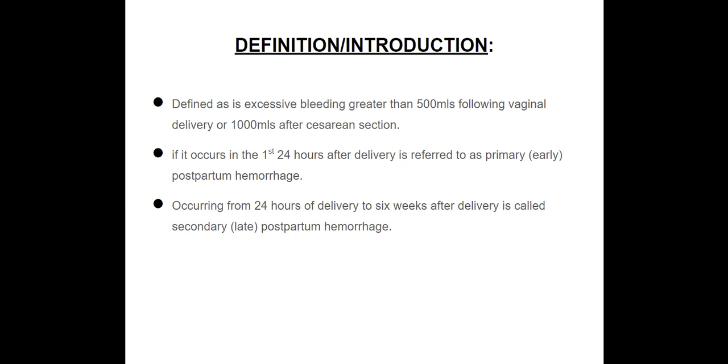By definition, postpartum hemorrhage is defined as excessive bleeding following delivery greater than 500 mils if it's a vaginal delivery and greater than 1,000 mils or a liter following cesarean section. There are usually two types. If it occurs within the first 24 hours, it's referred to as primary or in other words, early postpartum hemorrhage. Then if it occurs from 24 hours of delivery to the next 6 weeks, it is called secondary or late postpartum hemorrhage.